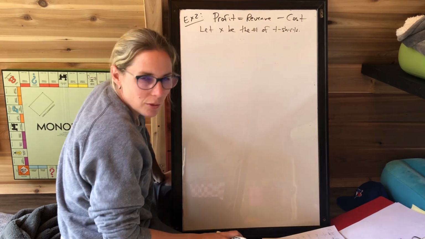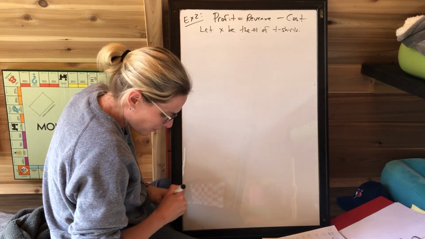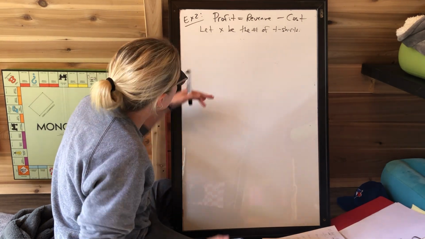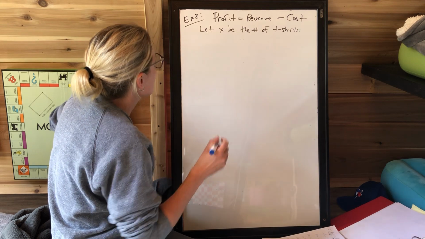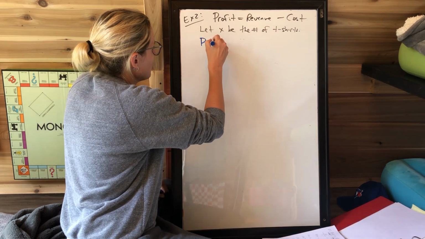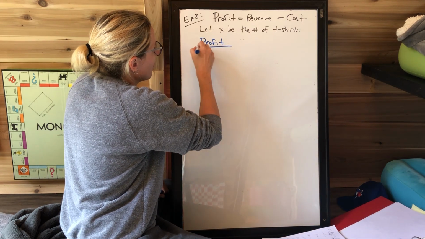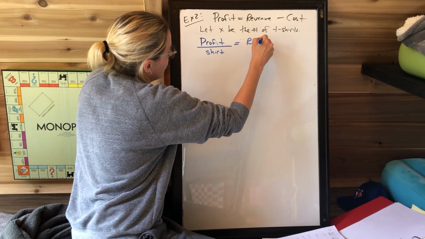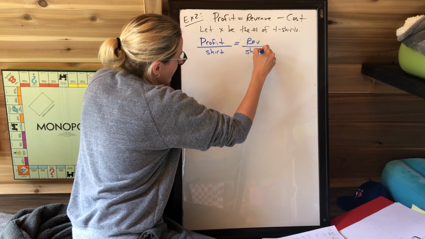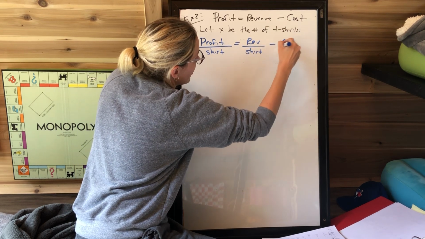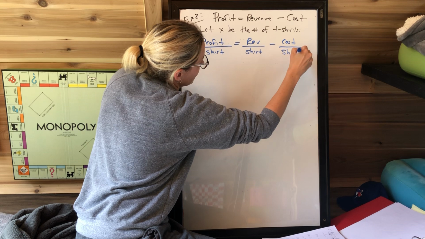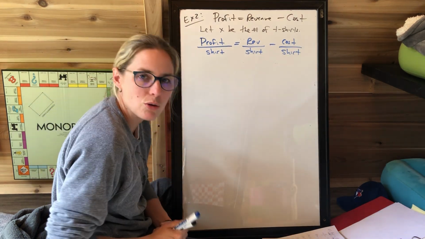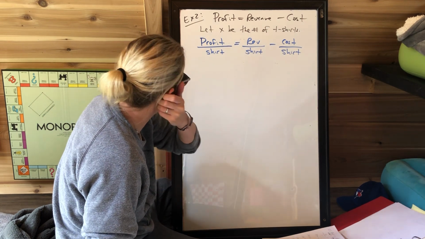Okay, so X is the number of t-shirts, and you'll remember doing questions like this previously. Now we're going to have to adjust our statement. Because we're looking for t-shirts, we're going to say profit per shirt is the same as revenue per shirt minus cost per shirt. This helps us because we're taking the same sort of equation, but now we're going to deal with individual shirts.